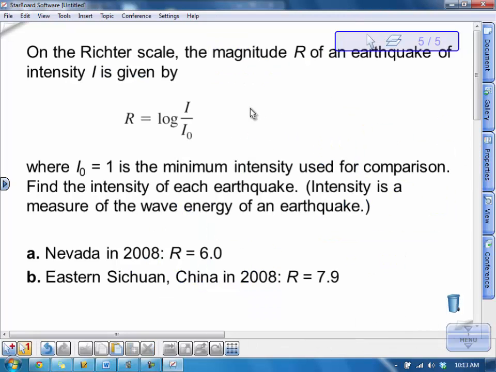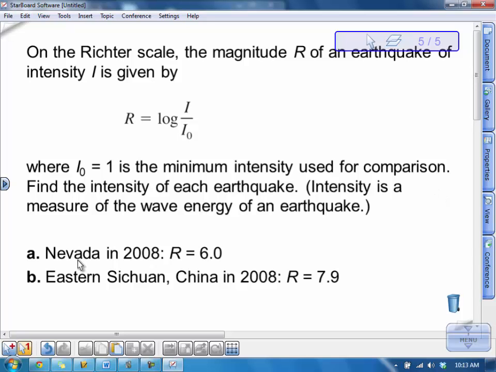All right, let's try one last problem involving the Richter scale. Here's the Richter scale formula. The magnitude R of an earthquake is given by the log of the intensity I over the initial intensity, where I sub 0 is the minimum intensity of 1.